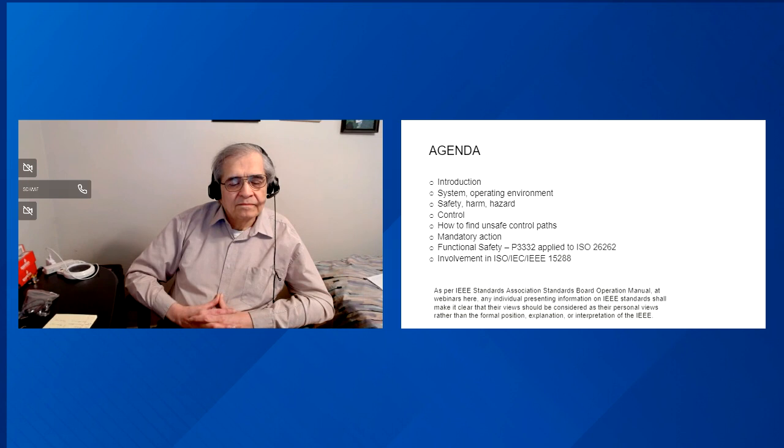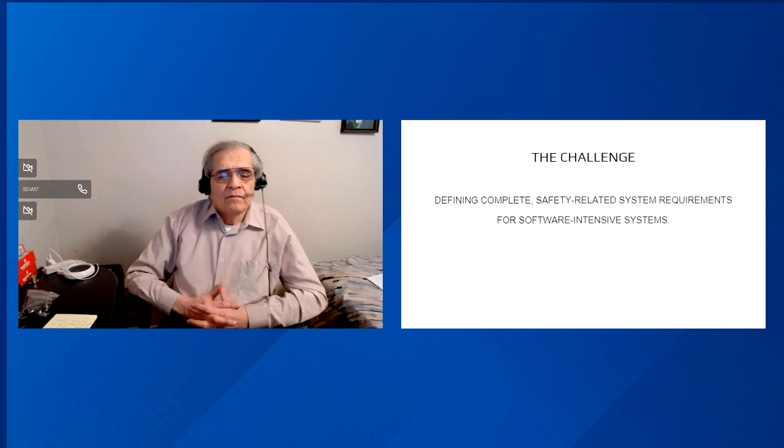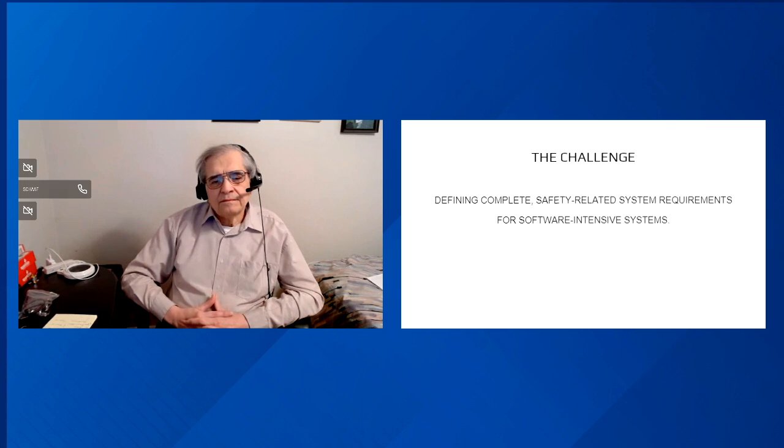Now, before I go on to the what-is part of the presentation, I have one more preamble. And that goes to the motivation of the control-oriented system safety analysis. The engineering challenge addressed by the analysis. The challenge is the difficulty in defining a complete set of safety-related requirements for software-intensive systems. This is the motivation behind the analysis.